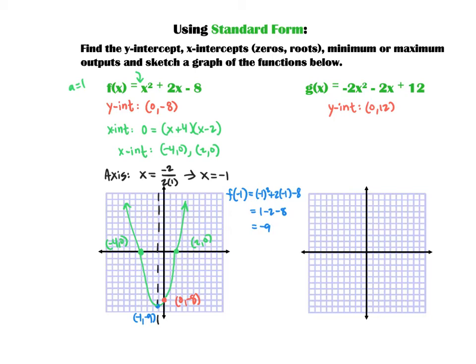I apologize. Okay, so let's look at g of x here. Let's find the x-intercepts. -2x squared minus 2x plus 12.